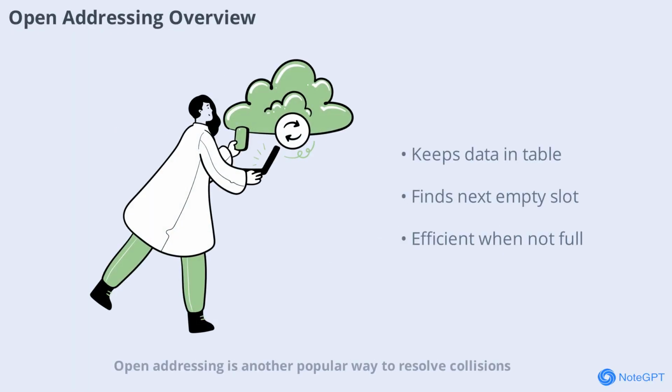Open addressing is another popular way to resolve collisions. Instead of storing multiple values in one slot, open addressing searches for the next available slot in the table. When a collision occurs, the hash table checks the next slot and so on until it finds an empty one. This method keeps all data within the table itself without using extra data structures. Open addressing can be very efficient if the table isn't too full, but performance drops as the table fills. Now let's explore some common open addressing techniques.